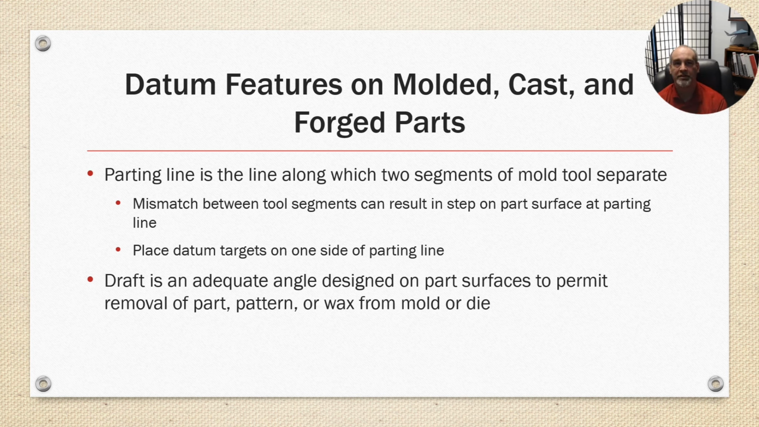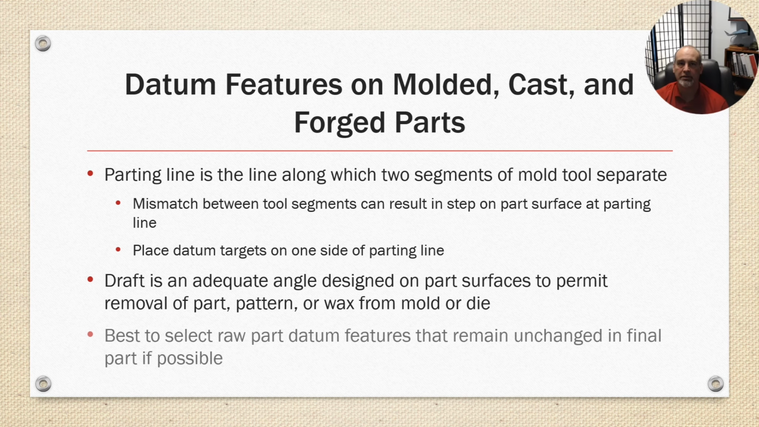Draft is an angled wall, and it helps the material come out of the mold. It's an adequate angle designed on the part surfaces to permit removal of the part, pattern, or wax from a mold or die. And it's best to select raw part datum features that remain unchanged in the final part if possible. So if you're machining that draft off, you don't want to use that as the datum.